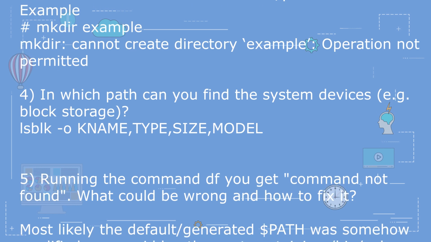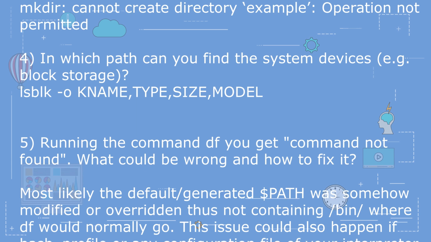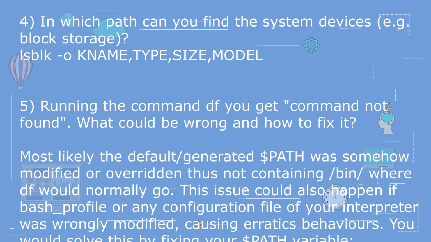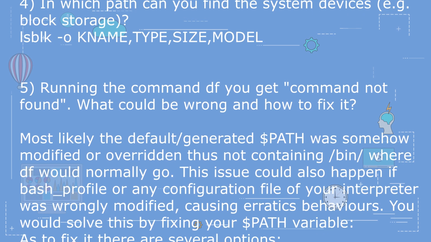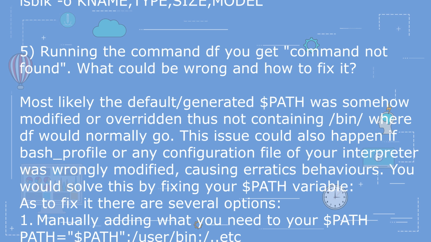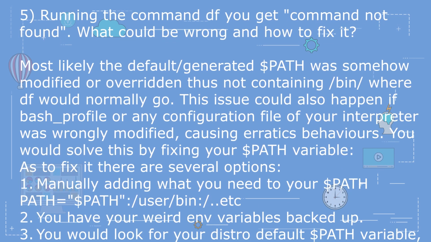Answer for this question is: most likely the default $PATH was somehow modified or overwritten, thus not containing /bin, where df would normally go. This issue could also happen if .bash_profile or any configuration file of your interpreter was wrongly modified, causing erratic behaviors. You would solve this by fixing your $PATH variable.